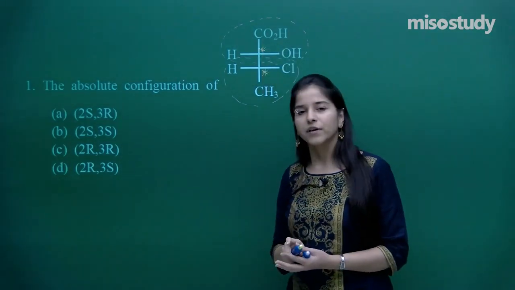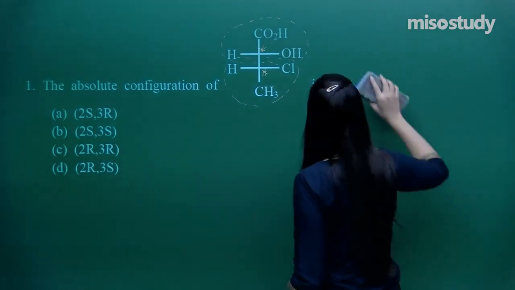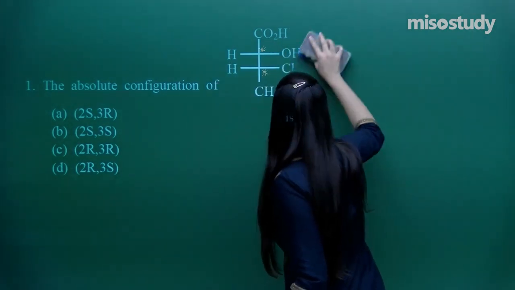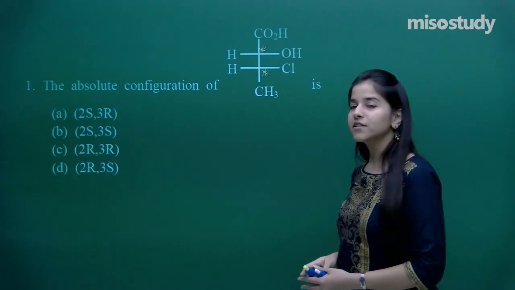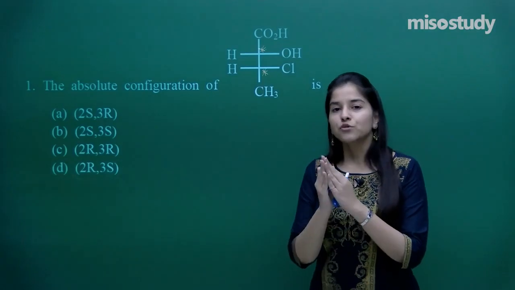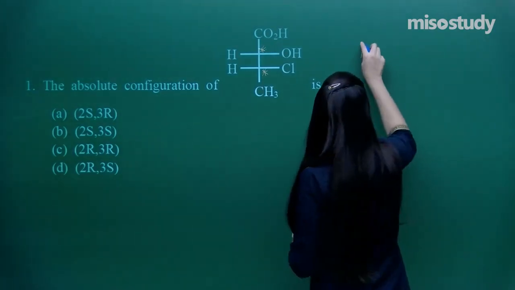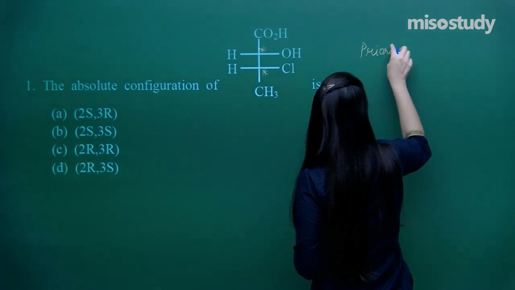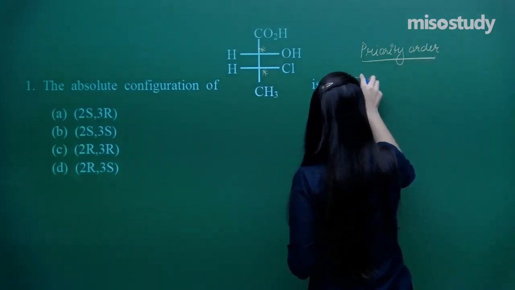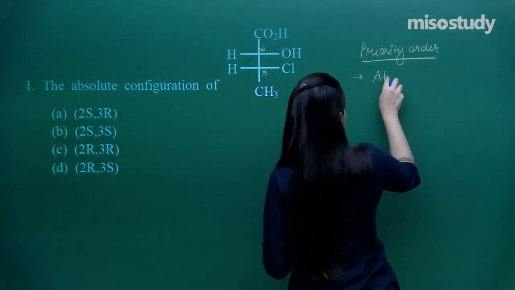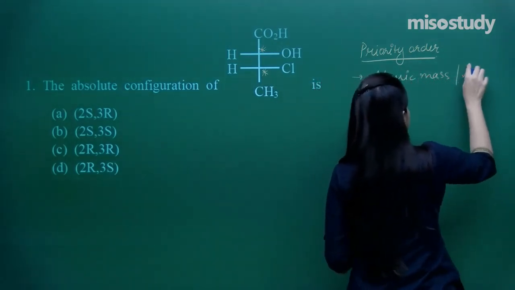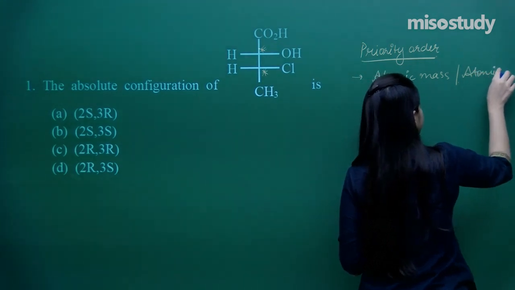Now, there is a very simple method. Again, we need to assign the configurations. As per the priority order, as we did earlier, what will be the priority order? It would be as per the atomic mass or atomic number. For the molecules, I need to go either on the basis of atomic mass or on the basis of atomic number.